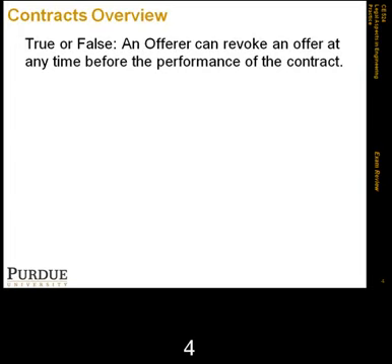The answer is that this is actually false, because an offeror can revoke an offer any time before acceptance of the contract. But if the offer gets accepted, then it's too late, and they can't revoke their offer anymore. What they can do is not perform, and they'll be in breach of contract after that.